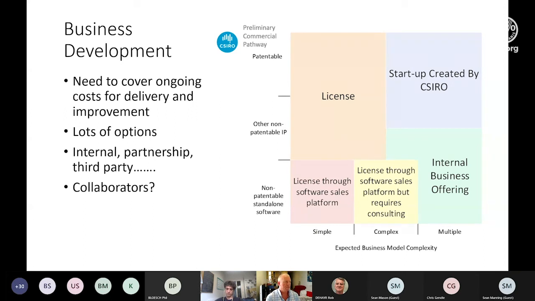So we really need a conversation there with collaborators on how that might work, both in is there a market to support this sort of service, and is there people out there that would be interested in delivering it?